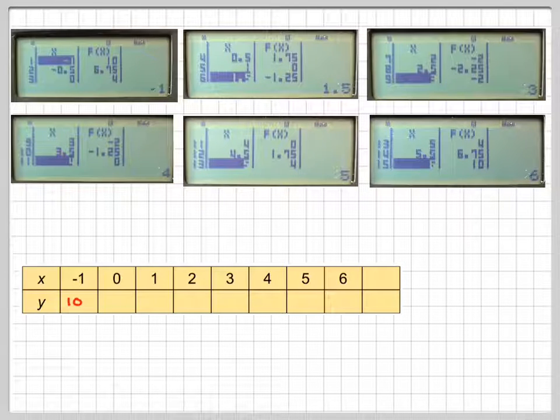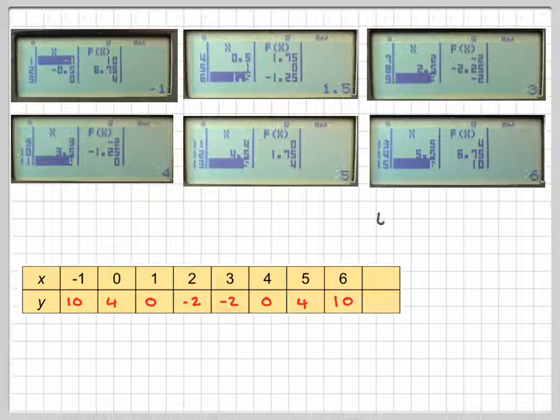Now, if we were going to make a table of integers like we did before, for x equals minus 1, we can get 10. 0, we can get as 4. 1 we can get at 0. 2 we can get at minus 2. 3 we can get at minus 2. 4 we can get at 0. 5 we can get at 4. And then 6 we can get at 10.